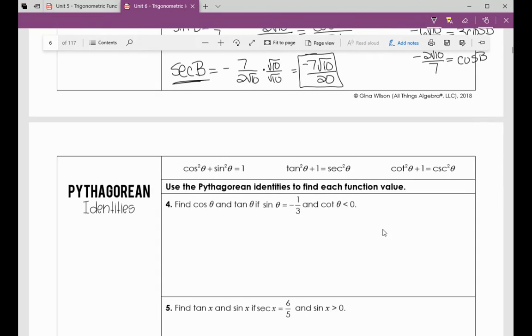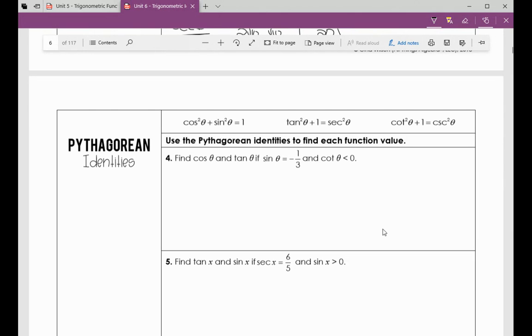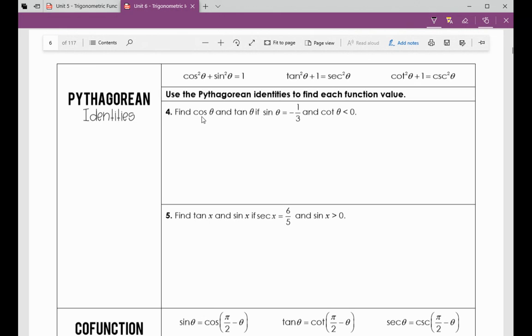All right, now we pick up 3 more identities. You pick up your Pythagorean identities. So some of the problems that we just worked, we could have used the Pythagorean identities for, but they want you to kind of play around with all these substitutions and things like that. So in this particular problem, I need to find cosine and tangent if they give me the fact that sine is negative 1/3 and cotangent of theta is less than 0.